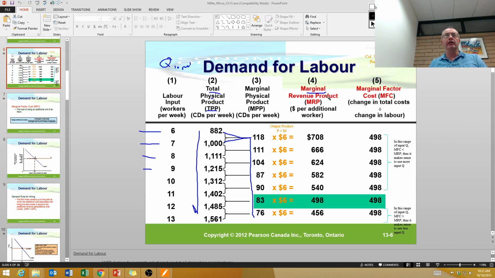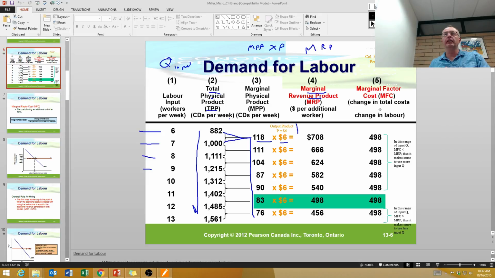And then we calculate our marginal revenue product, which is simply the product. So marginal revenue product equals marginal physical product multiplied by the output price. And in this example in the slide, the price of our output, CDs, is $6 per CD. So to get our marginal revenue product, we simply multiply the marginal physical product by the output price.